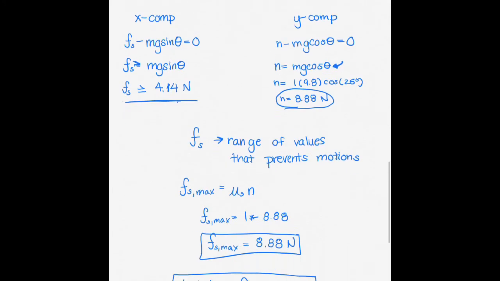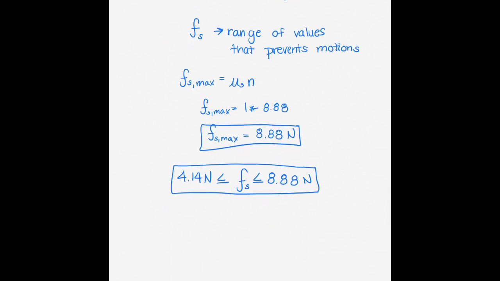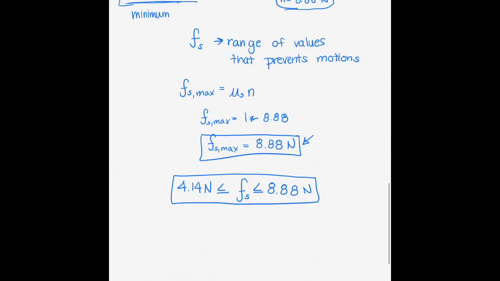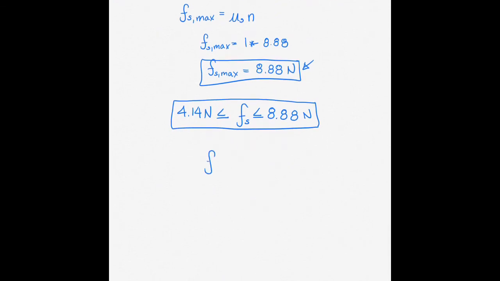So essentially we have this range. And we know we're at the maximum case when we have phrases like we're on the brink of motion. Meanwhile, if we want the minimum, we just use the method above. So if we're using phrases like on the brink or just about to move, then we're using the Fs max. So that's what we mean by Fs is less than or equal to μs times N. Whenever we're using on the brink or about to move, we use this maximum case.